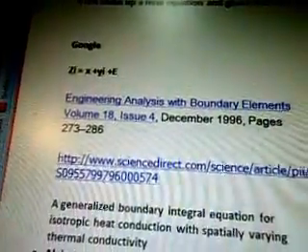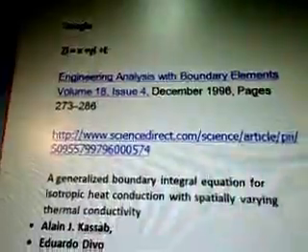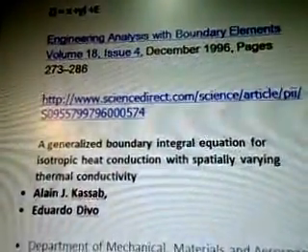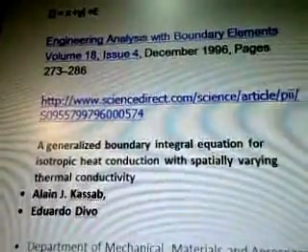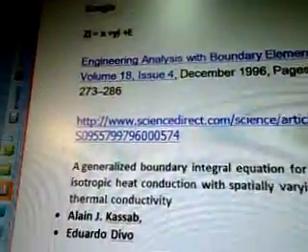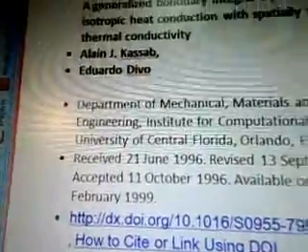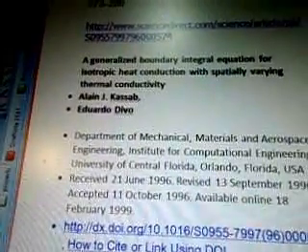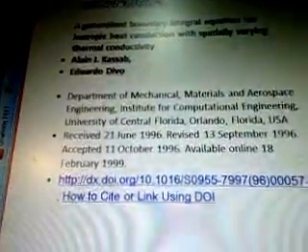And this comes up. Engineering Analysis with Boundary Elements, Volume 18, Issue 4 from December 1996, from ScienceDirect.com. A generalized boundary integral equation for isotropic heat conduction with spatially varying thermal conductivity, from Elaine J. Kassab and Eduardo Divo. It's the Department of Mechanical Materials and Aerospace Engineering, Institute for Computational Engineering, University of Central Florida, Orlando, Florida, USA.